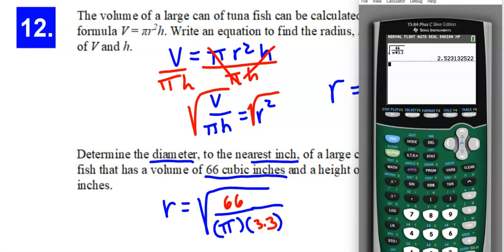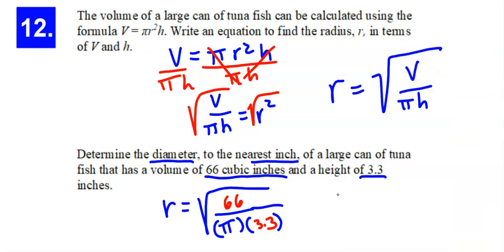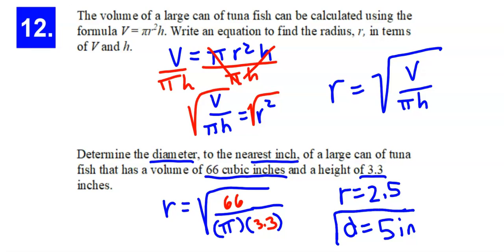Now, because a radius is only half of a diameter, I'm going to take this answer and times it by 2. So 5.04, they're asking us to round to nearest inch. So, since the radius is approximately 2.5, then the diameter is approximately 5 inches, because the diameter is twice the radius.